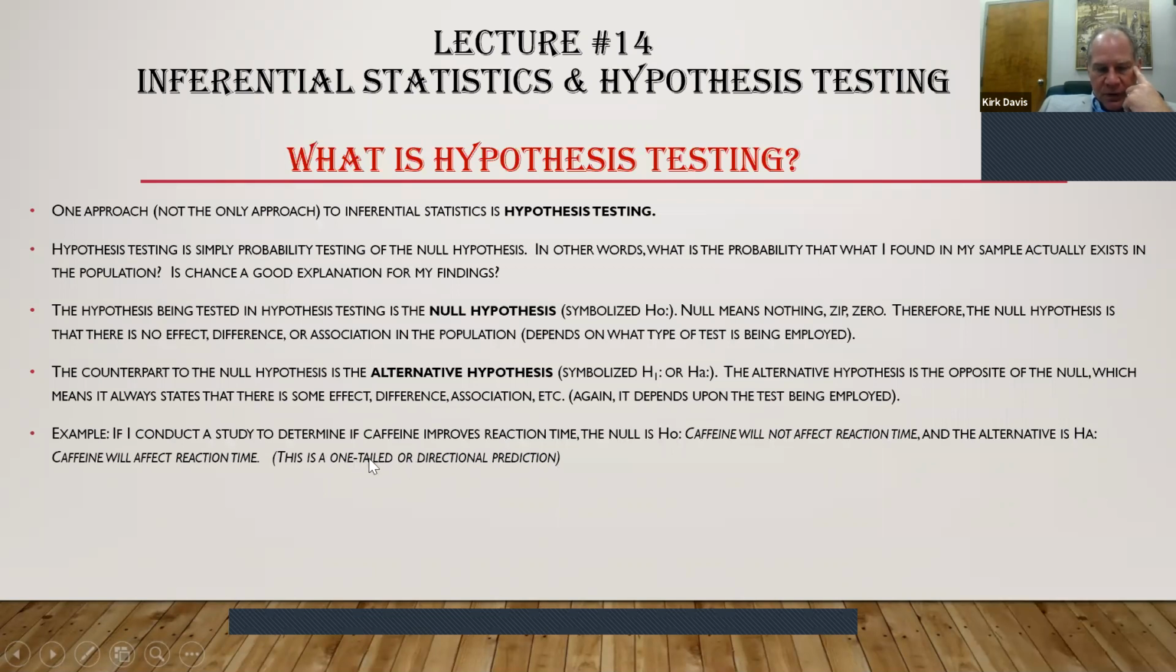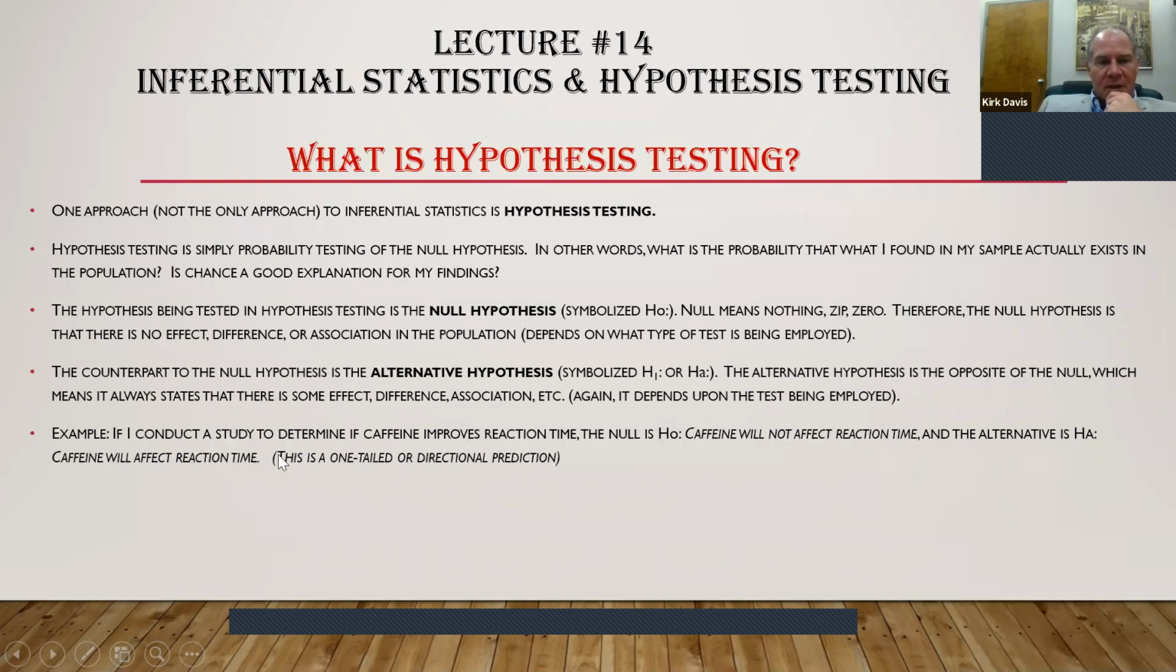It's not, it's a two-tailed. This is my mistake. I'll correct this in the PowerPoint when I post it. It didn't say how it's going to affect it. So this is actually a two-tailed. It should have said caffeine will improve reaction time. That would have been one-tailed. Caffeine will diminish reaction time. That would have been a one-tailed. But I made a mistake.